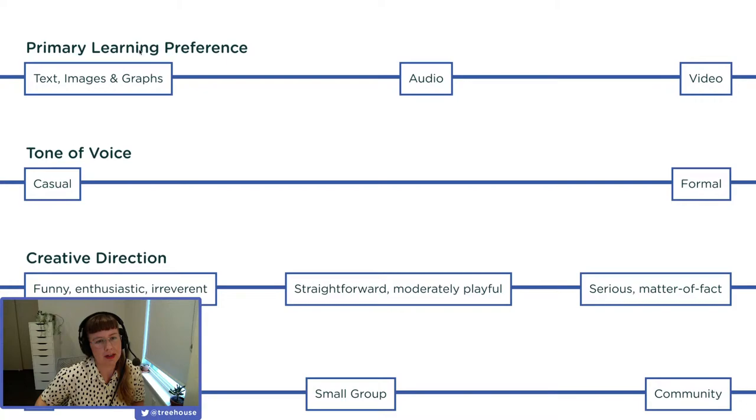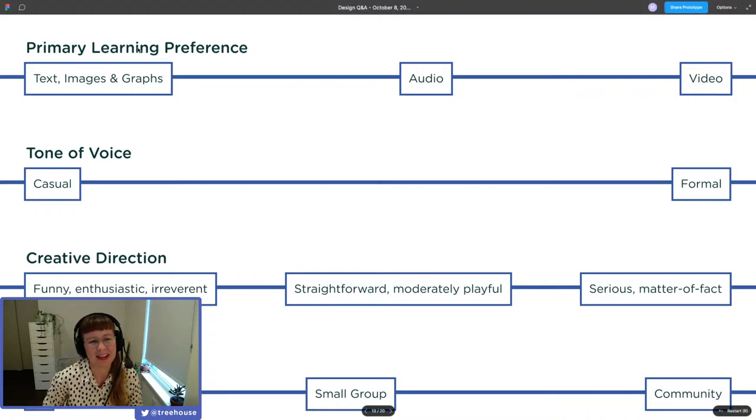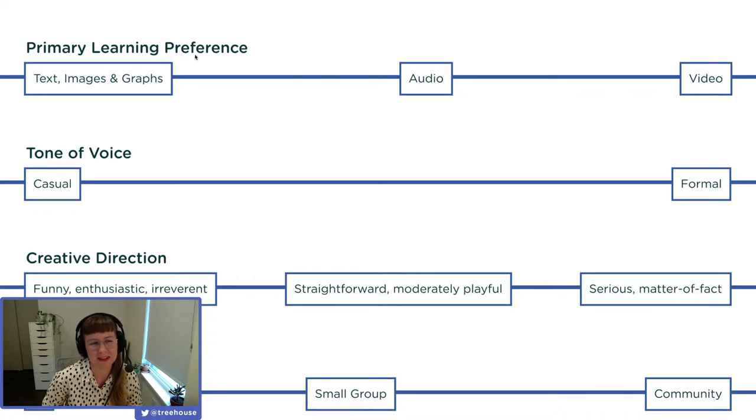And then your primary learning preference, maybe the app is mostly text, images, and graphs, or maybe it's a podcast, so it's mostly audio, or it's all videos. Maybe it's a YouTube channel. And I think this is really similar to that one I said to not do, which is the different content types. But I feel like these are different enough that, as I said, you could just make a podcast and it's only audio truly, or you could make a YouTube channel where it's truly just video. So I think this one makes the cut.